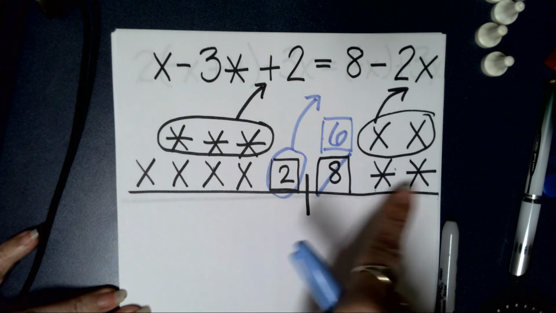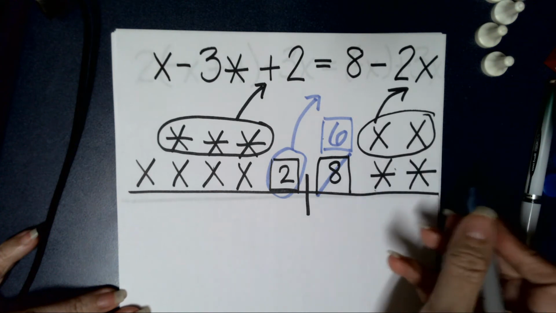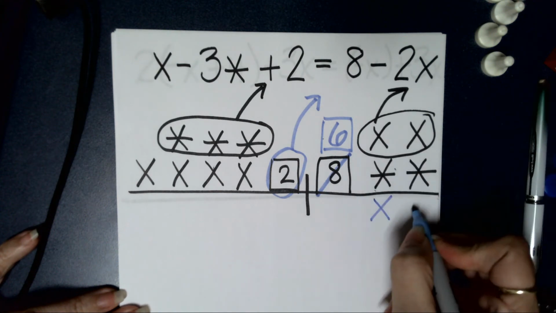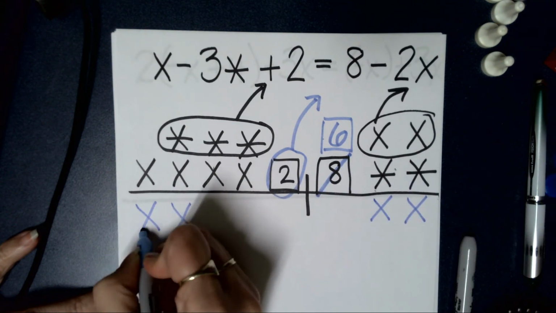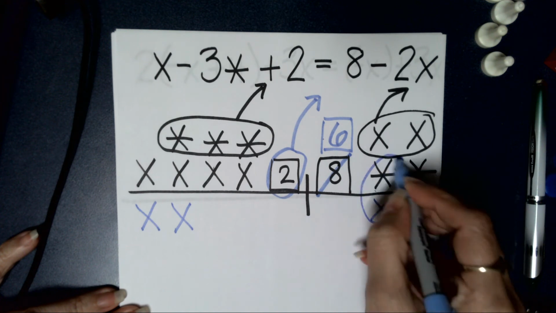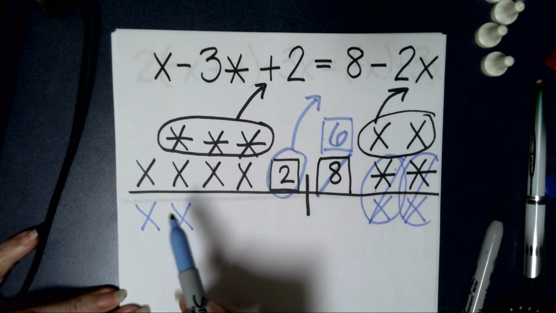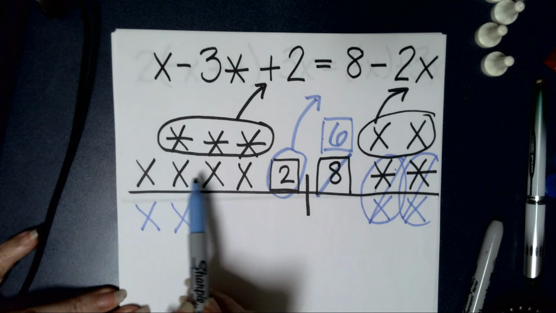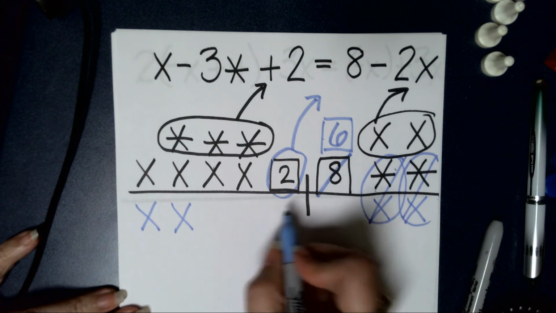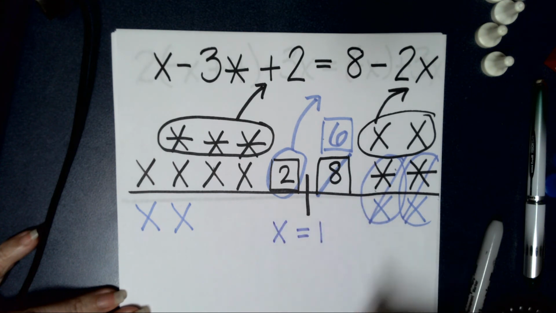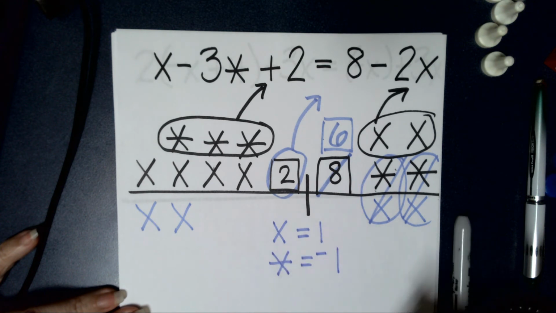So how do we get rid of 2 stars? We can create some 0 pairs. And to do that, I'm going to have to put an X here and an X here. And if I do it to the right, I have to do it to the left. So that is a 0 pair, which cancels, and that is a 0 pair, which cancels, leaving us on the left with 1, 2, 3, 4, 5, 6 X's, and 6 X's are equal to 6. So X is equal to 1, which makes star equal to the opposite of 1, or -1.